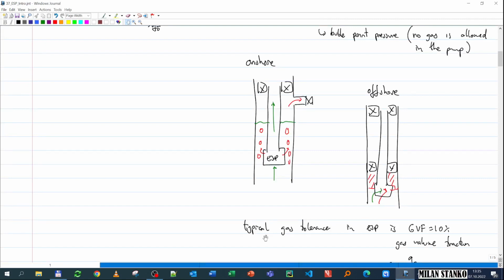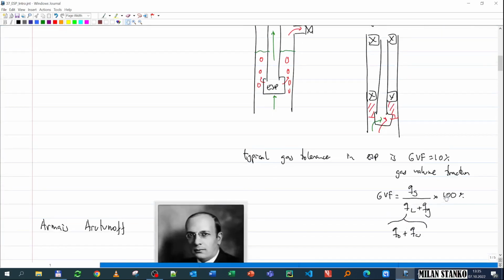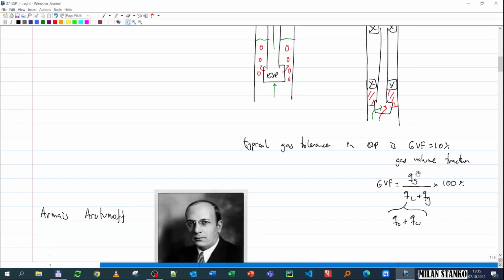So typical gas tolerance in an ESP is expressed in terms of gas volume fraction, GVF, equal to 10%. And the definition of gas volume fraction is the Q of gas, in local conditions, divided by the total Q, which is the liquid and the gas, and the liquid is oil and water, times 100. So if I already have 10% of the rate as gas at the inlet of the pump, then I might run into trouble because the performance is going to decrease dramatically when handling high amounts of gas.